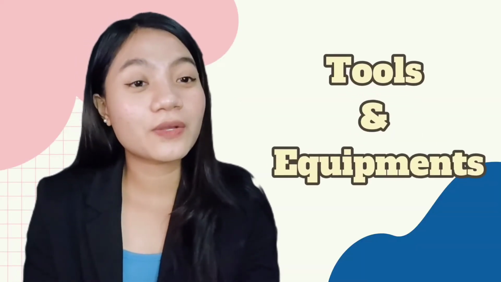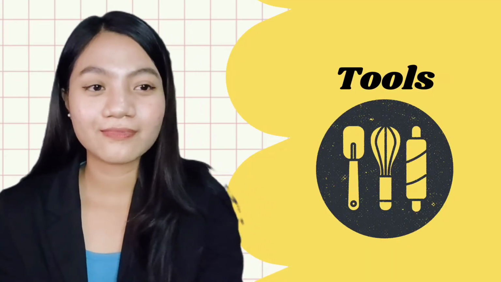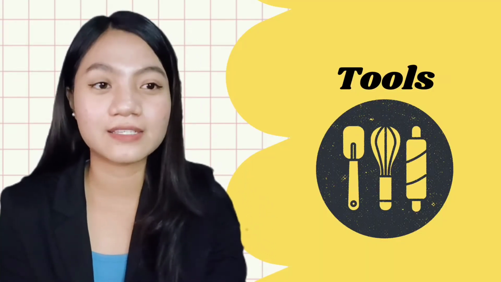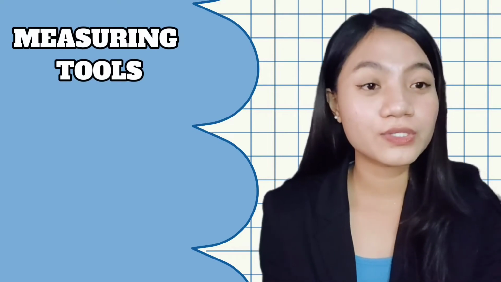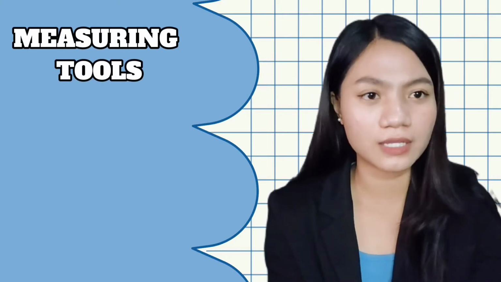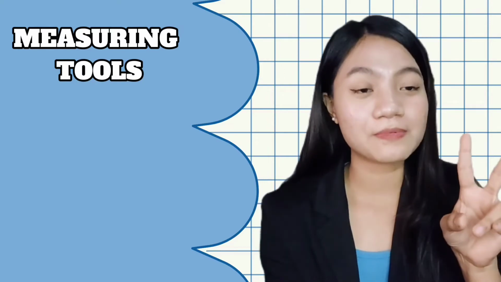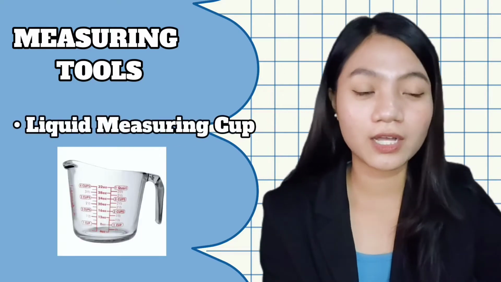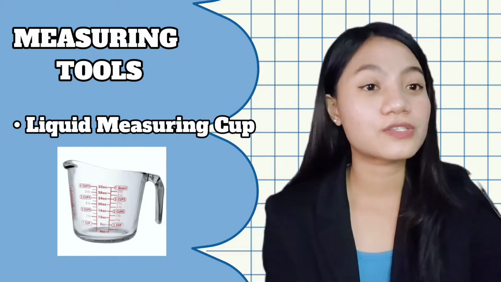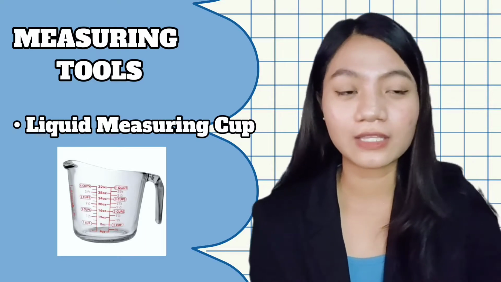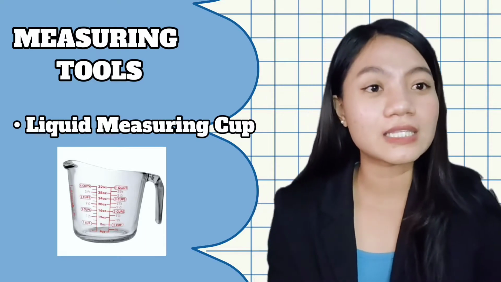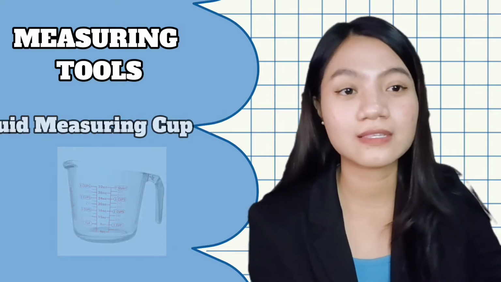Let's go to the tools and equipment in baking. But before that, what are tools? These are the handheld devices used in baking. First, measuring tools. Measuring cups are used to measure dry and liquid ingredients. They consist of two types. The liquid measuring cup, or graduated glass, is sold individually and made from glass or plastic with measures indicated on the outside of the cup. Basically, it is used to measure liquid ingredients.